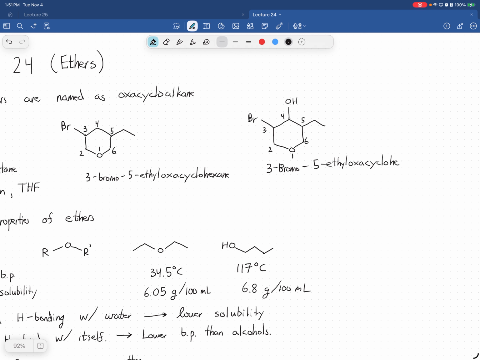So it's a hexane. And where's the position of the alcohol? 4. So 4-ol. So you can still name this according to IUPAC, but alcohols will take a back seat to the ether because that's part of the ring. Now, if you had a linear ether and an alcohol, then it'll be called alcohol. But since it's a cyclic ether, we have to name it this way.